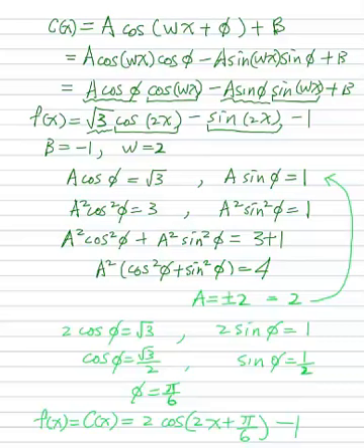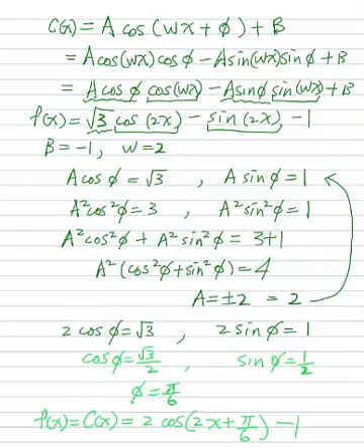Take the square root on both sides. a equals plus or minus 2. And we choose a equals 2 for convenience. We substitute 2 back in the two equations we found earlier. We have 2 cosine of phi equals root 3, 2 sine of phi equals 1.